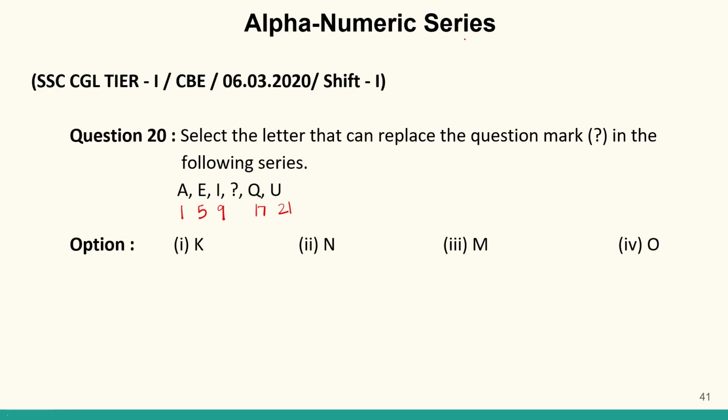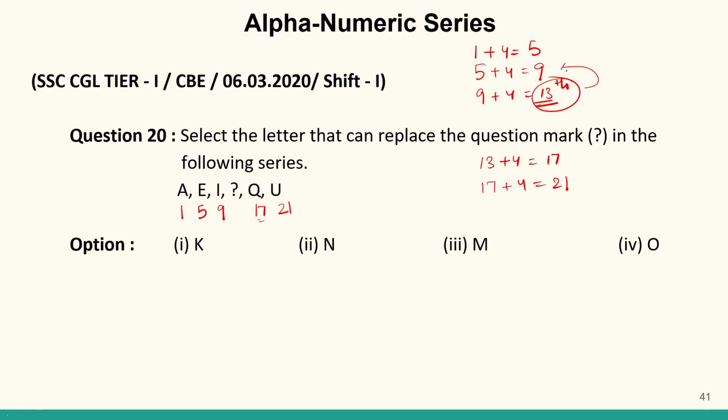So I can write it like this. If I'm adding 4 positions, I'm getting the 5th position. If I am adding 4 positions, I'm getting the 9th position. If I add 4 positions, I'll get the 13th position, which should be my answer. Let's check. If I add 4 positions, I'll get the 17th position. Yes. And if I add 4 positions, I'll get the 21st position. So the 13th position will follow the logic with both the previous term and the next term. Yes. So the 13th position alphabet is M. So our answer will be option 3, M.